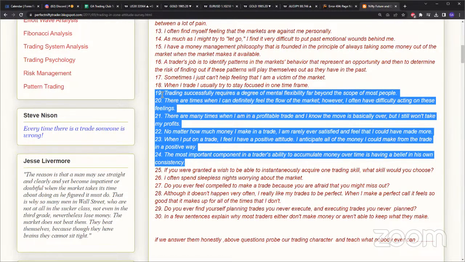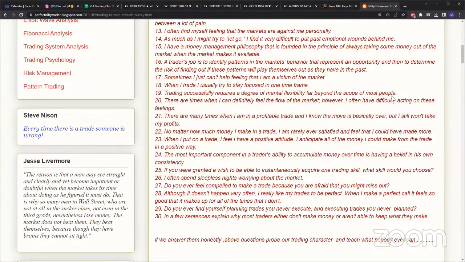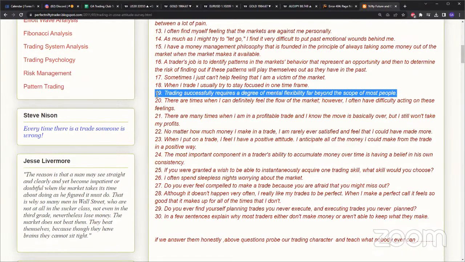Number 19: trading successfully requires a degree of mental flexibility far beyond the scope of most people. To me, I agree. Because if you trade like how retail traders trade, more than likely you'll get burned.